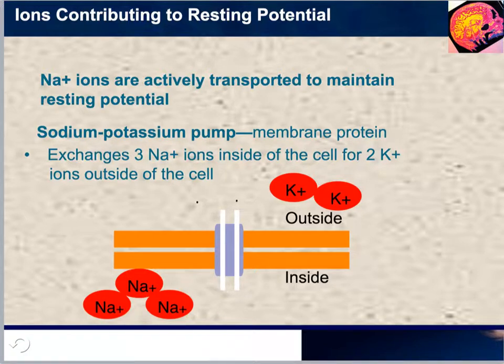So you will constantly see these going out 3 at a time, and then for every 3 that come out, you put 2 of these inside. And this is all occurring through what we call the sodium-potassium pump. Please note that this actively uses energy to exchange these ions, and this is basically what depolarizes the cell.